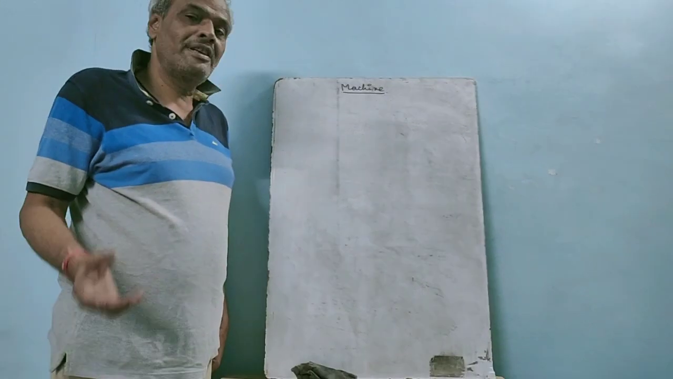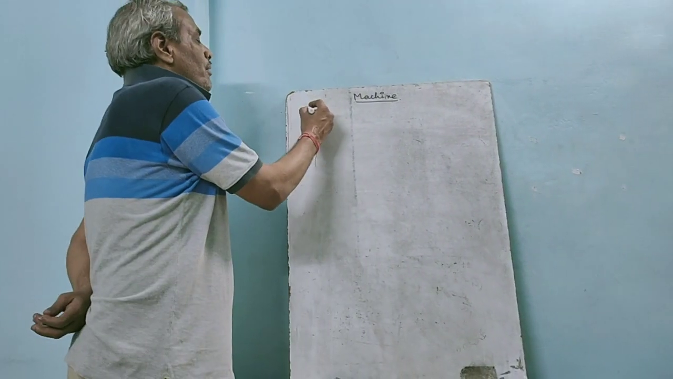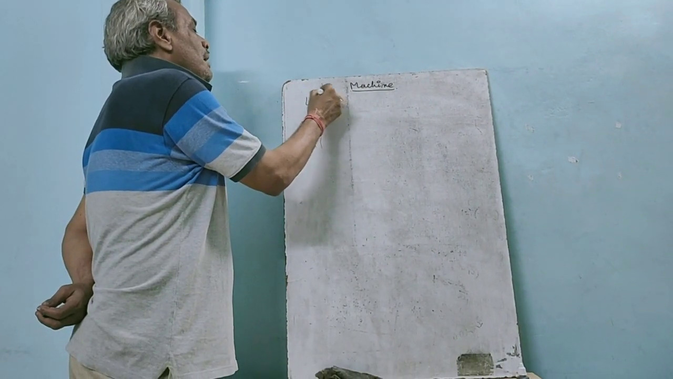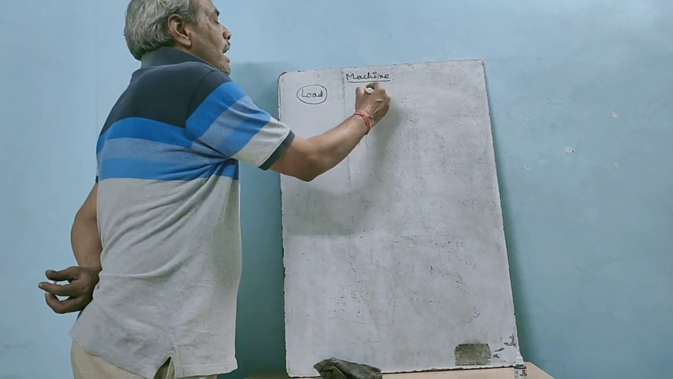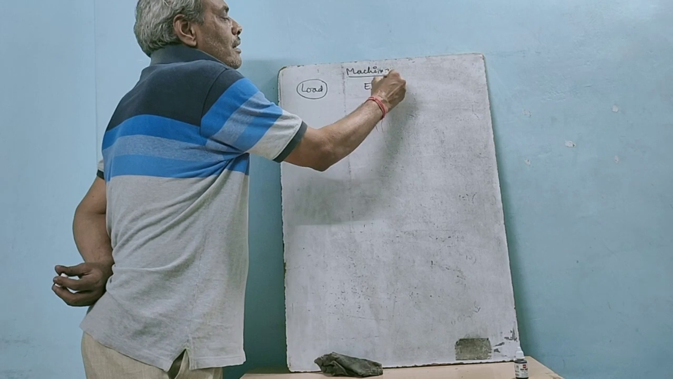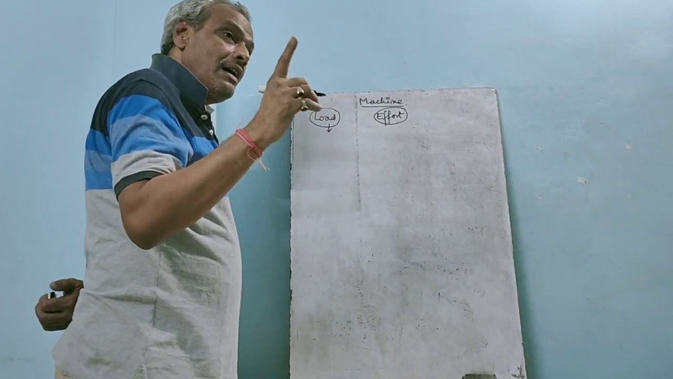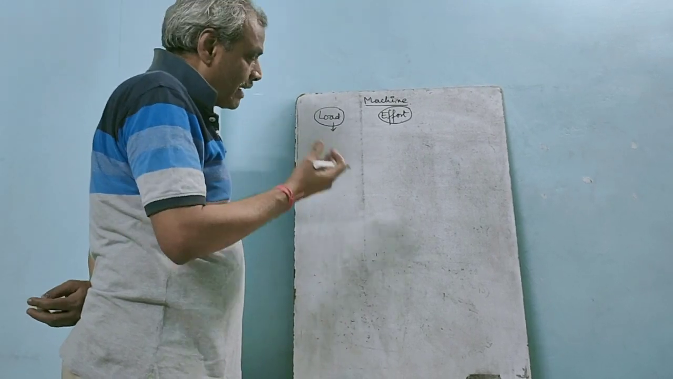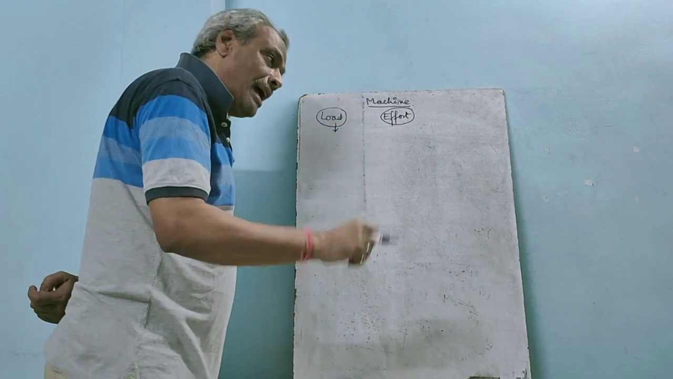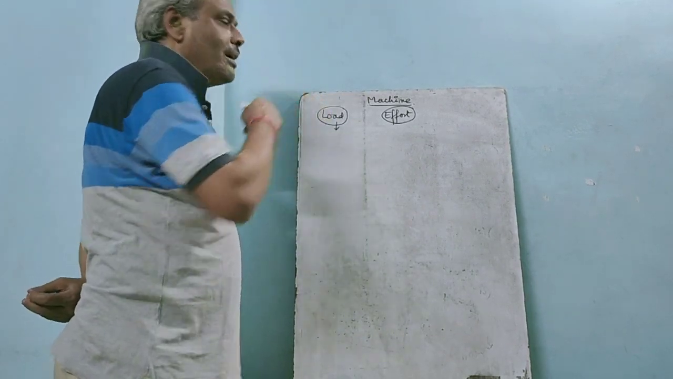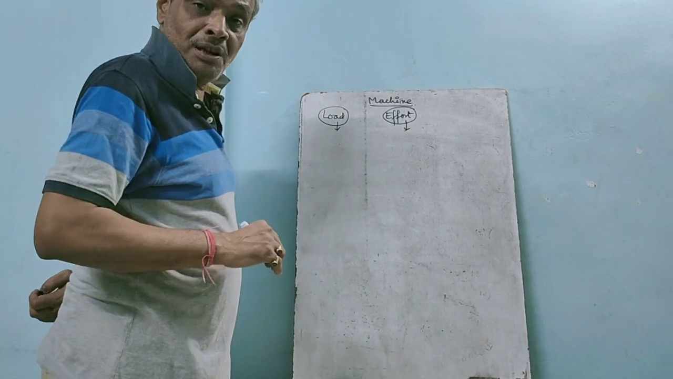We were discussing some terms related to machines. Number one, load. What was load? Load is the large resistive force, the opposing force, that has to be overcome. Effort. What is effort? Effort is the force applied on the machine to overcome the load.